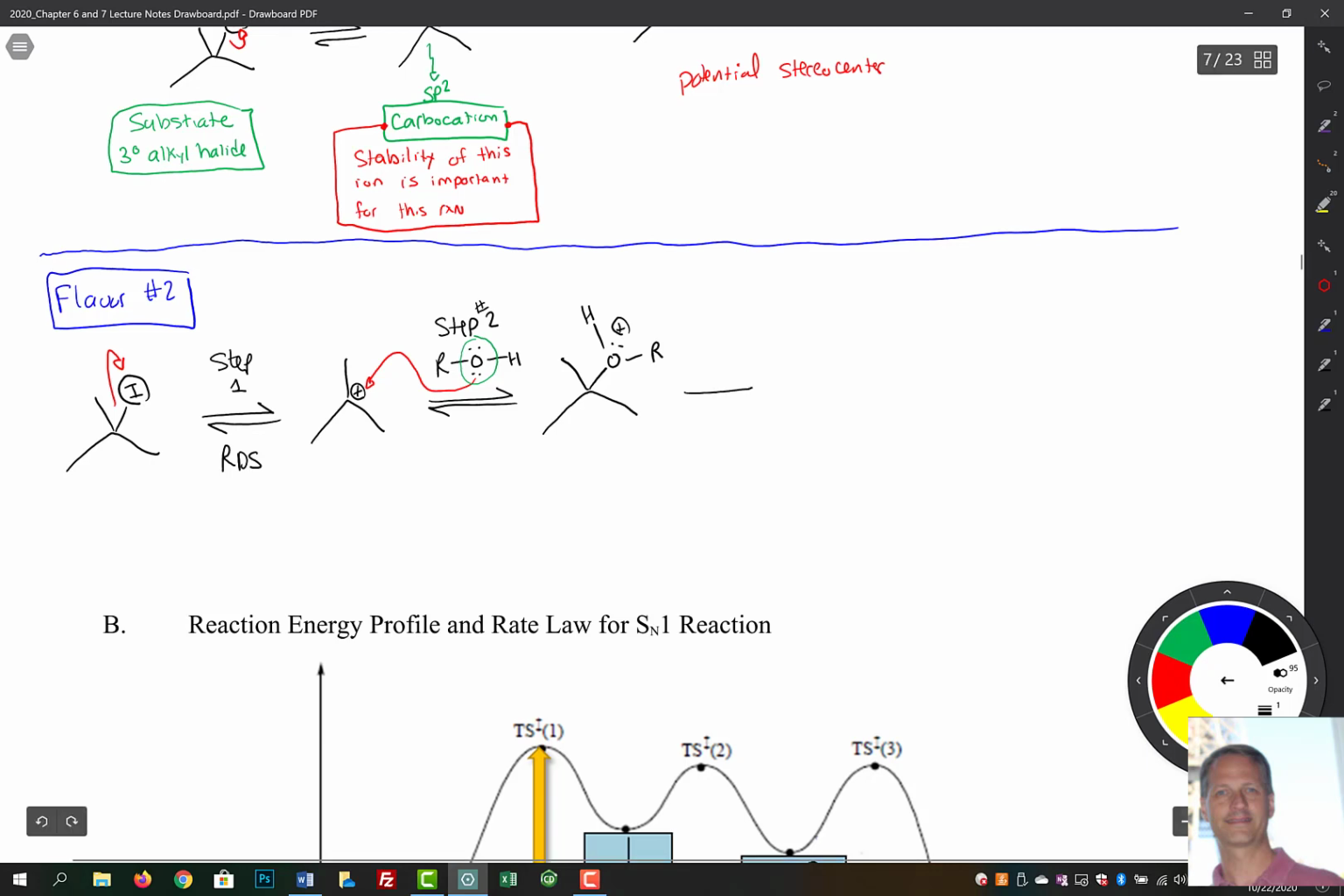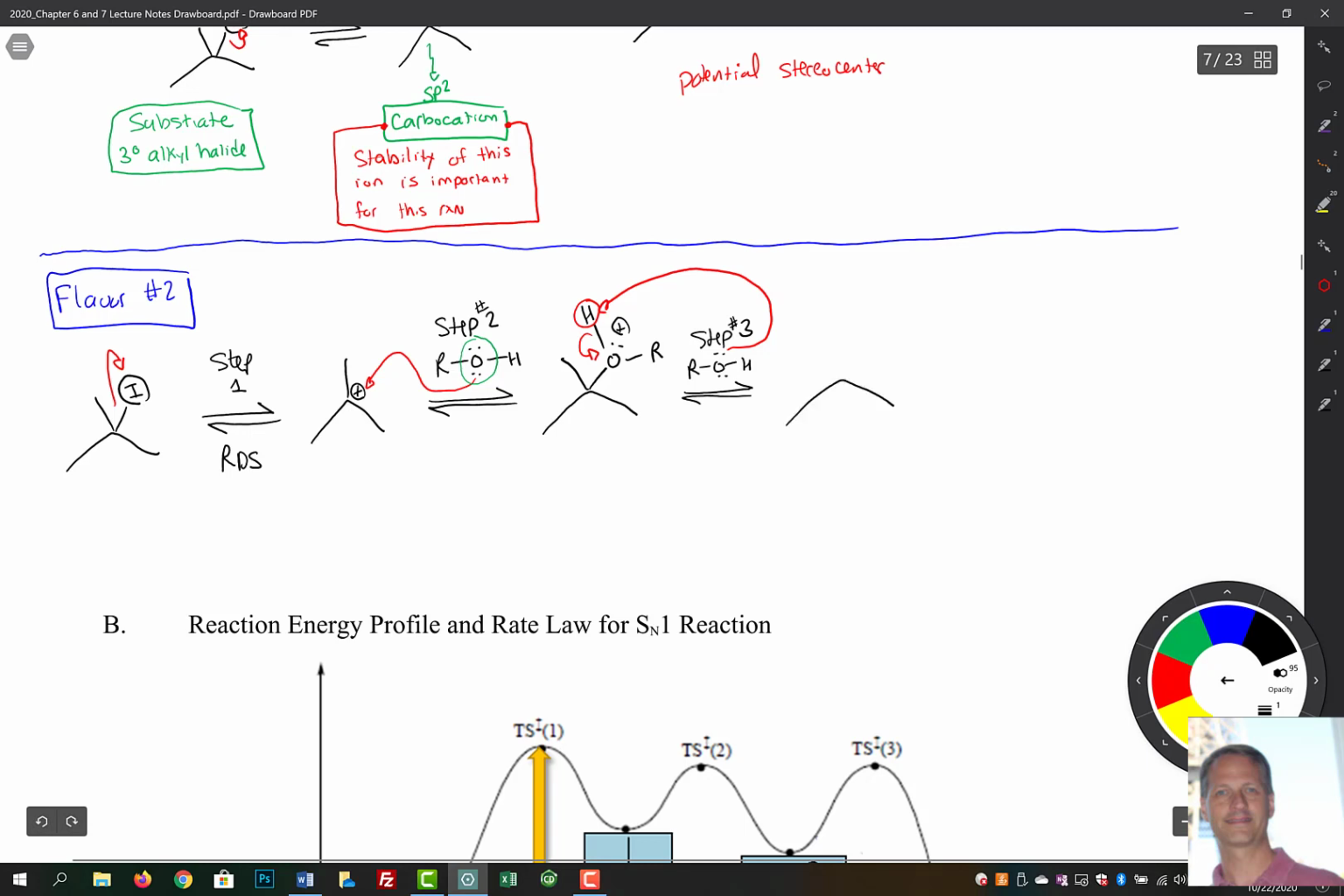And then the third step of this reaction, step number 3, is we do a deprotonation. And to do that, we use the alcohol here. So we're going to take a set of these electrons, come around here and grab this H. And then that set of bonding electrons would come back down to your oxygen.